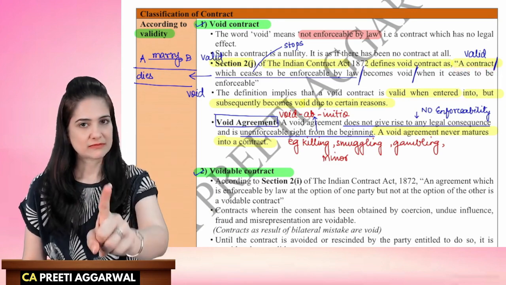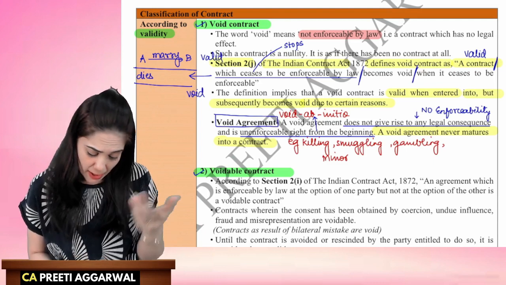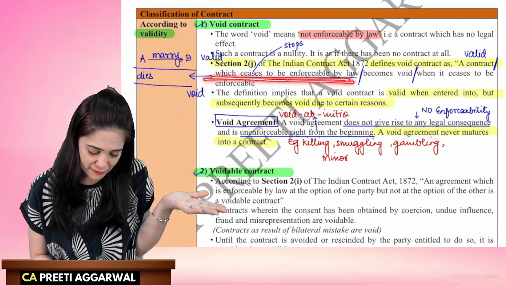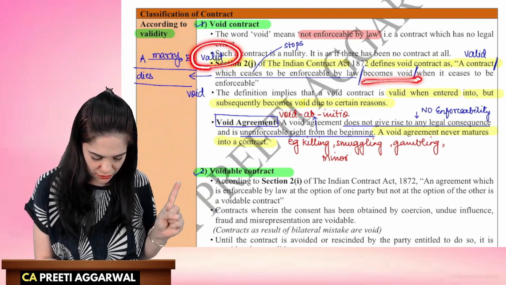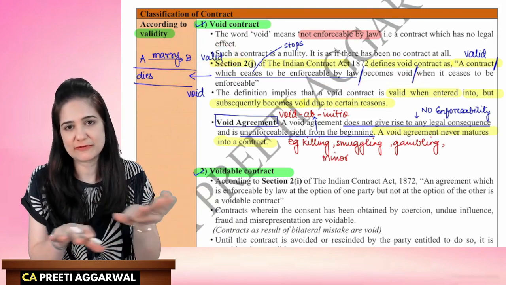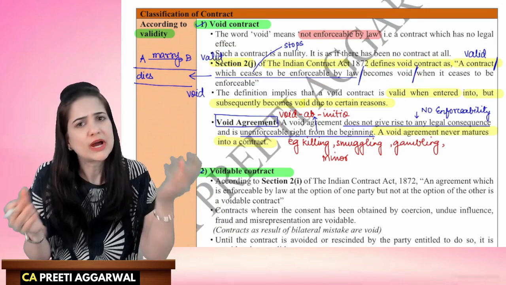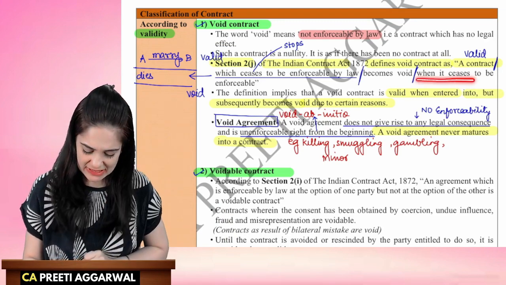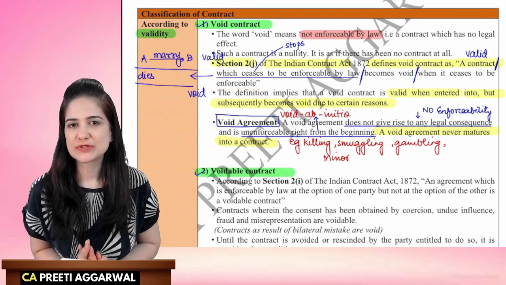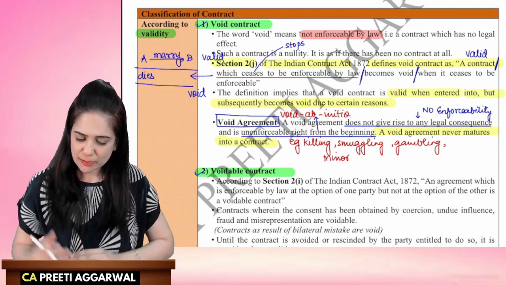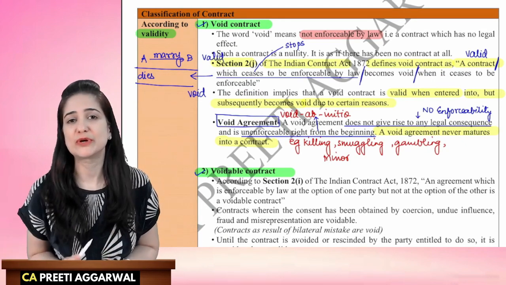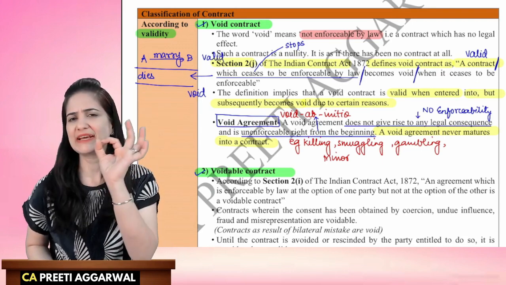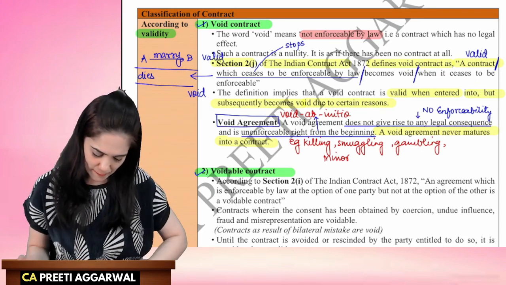A contract that was valid when entered, which now ceases to be enforceable by law, becomes void. So a contract which now ceases to be enforceable by law becomes void. When does it become void? When it ceases to be enforceable. So by going through the provisions again and again, you will be able to learn them and easily recall them one day before the exam.